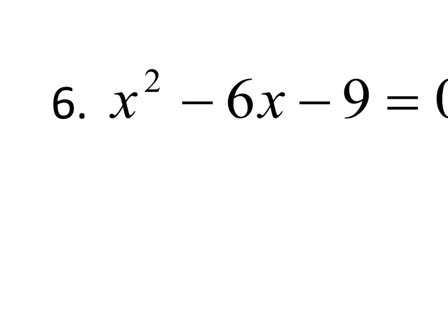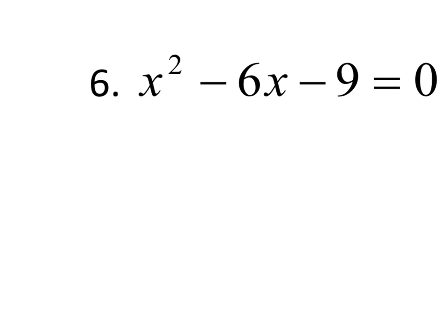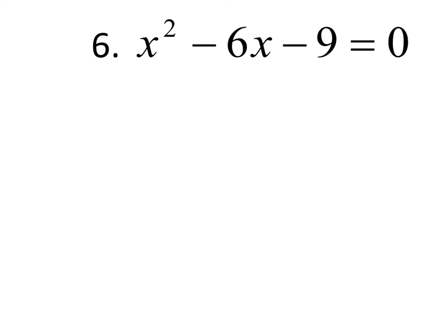This is equal to 0, so we're ready to go. You can try to check your factors of 9 that add to 6. And of course you're going to think, well, 3 and 3. But remember, it's negative 9, so it'd have to be different signs. And negative 3 and positive 3 would add to 0. So that would not be good. So A is 1, B is negative 6, and C is negative 9.